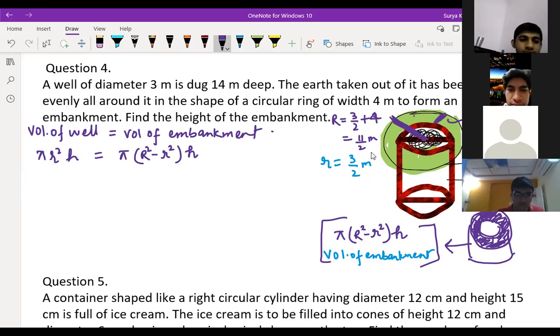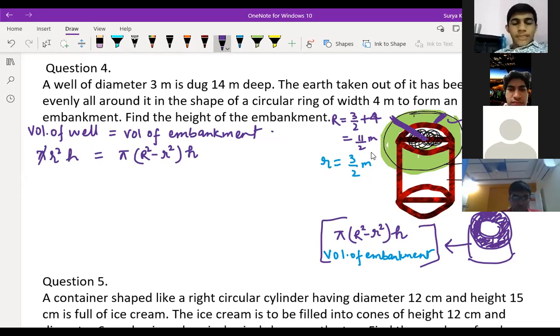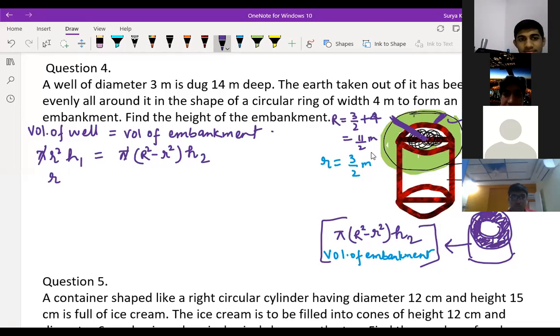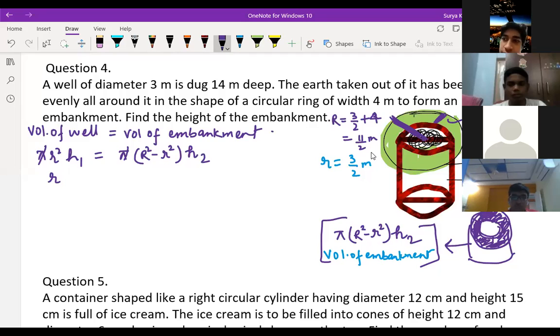So now we can write it here as pi, you make it cancel. We can write here r, and h is same. Is h same everywhere? No. Here you write h1, here you write h2. Separate right here. For volume of well, you write h1, and here h2. So r square h1 is equals to capital R square minus small r square. We can write R plus r and R minus r into h2.